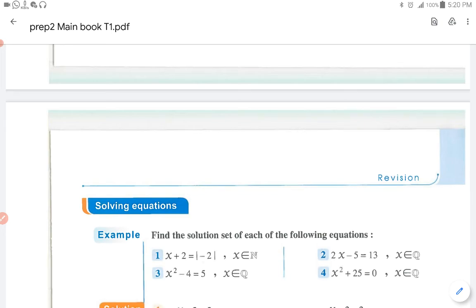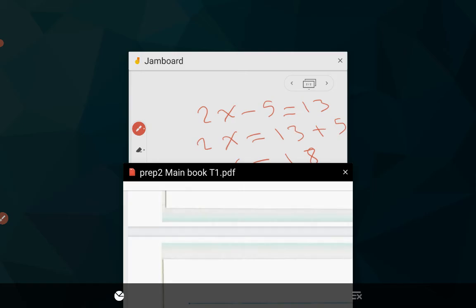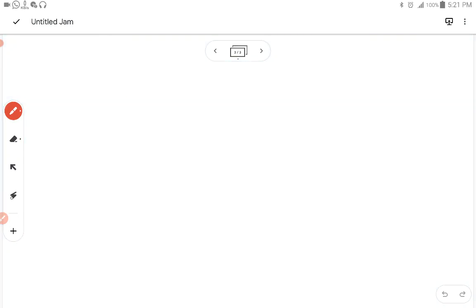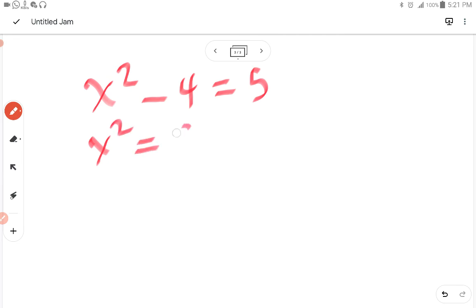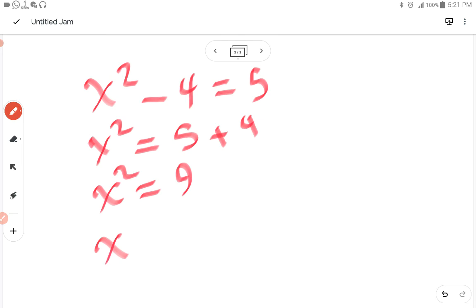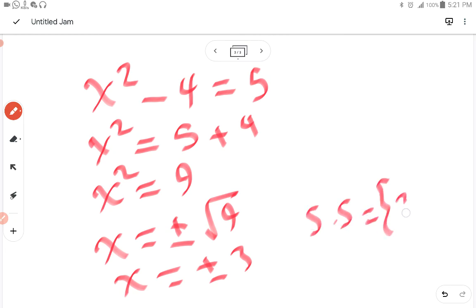x square minus 4 equals 5, and x also belongs to Q. x square minus 4 equals 5. x square equals 5 plus 4. x square equals 9. x equals positive or negative square root of 9. Here I can't say x equals the positive square root of 9 only; both work. So x equals positive or negative 3. So our solution set is 3 and negative 3.